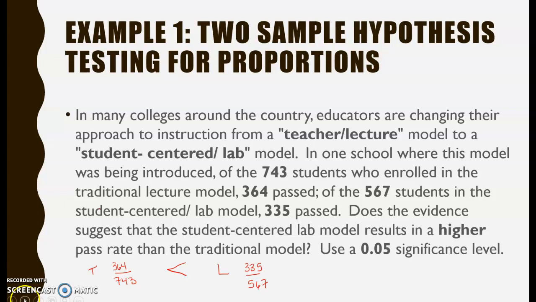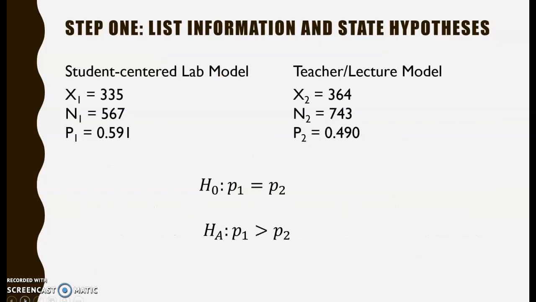So we're going to look at these numbers. If we take it apart here, we have a student-centered lab model, and we have 335, that's our successes that passed, out of 567. That gives us our p-hat, although when I was typing this, I didn't have any way to write p-hat, so I just called that p1 for our sample proportion. And then the teacher lecture model, we have another set of data. We have the success out of the total, and we get a new proportion.